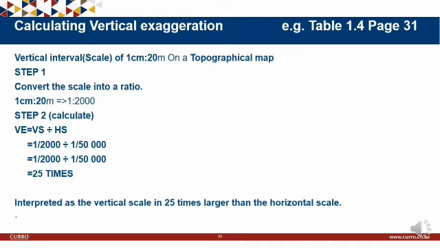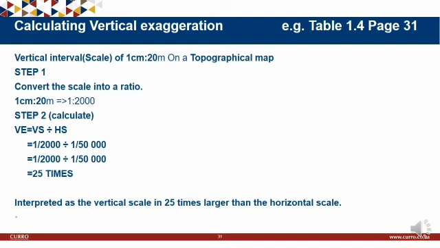Understand? Now, looking at the examples there, table 1.4, page 31. Looking at those examples. Look, step 1, you convert the scale into a ratio. Converting the scale into a ratio we did previously when we were calculating the gradient. We did that, so I'll not go into the details of that. I'll say 1 centimeter equals to 20 meters is the same ratio. Say 1 is equals to 2000.